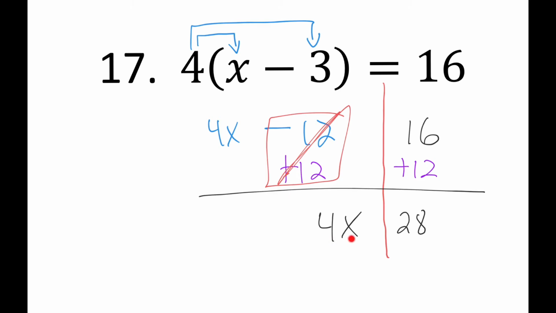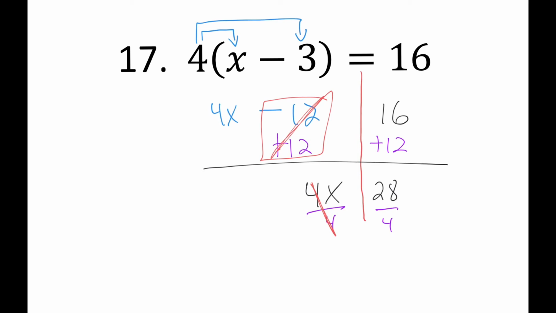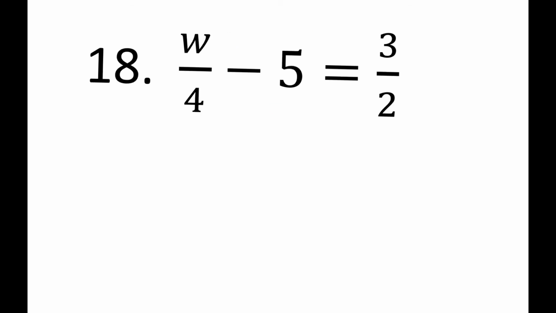And one more step, you guys need to get rid of the 4. So you guys divide by 4 on both sides. So this turns into 1. And x will equal 7. 28 divided by 4 will be 7. So there's the answer.